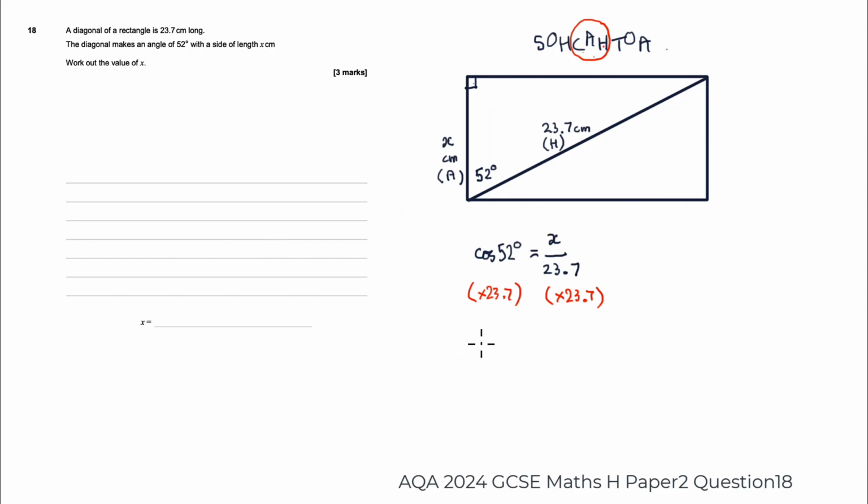So on the left-hand side, we've got 23.7 times the cosine of 52 degrees. On the right-hand side, we've just got x on its own. So there's the recipe for finding the value of x. We take 23.7 and multiply it by the cosine of 52.